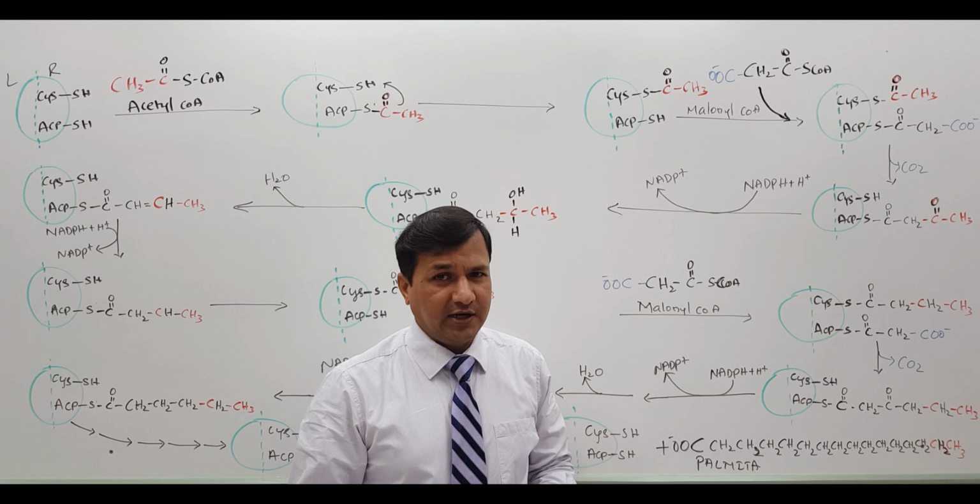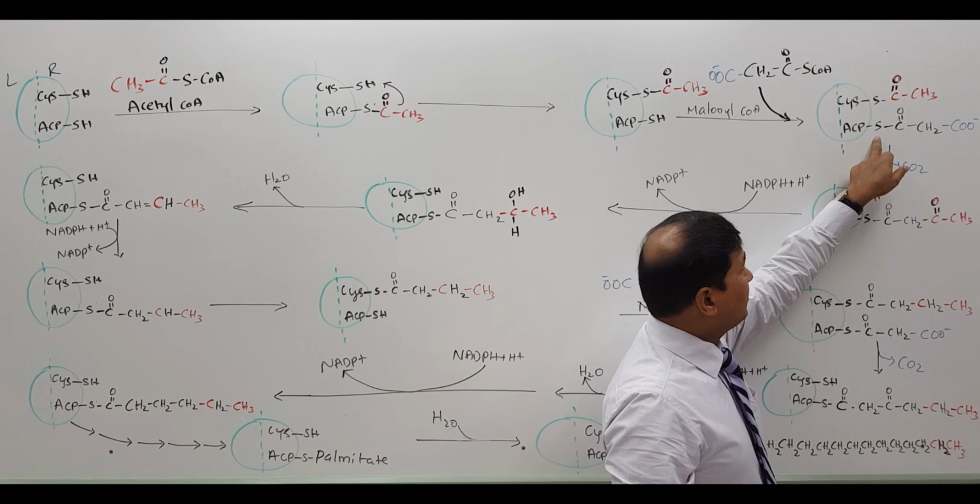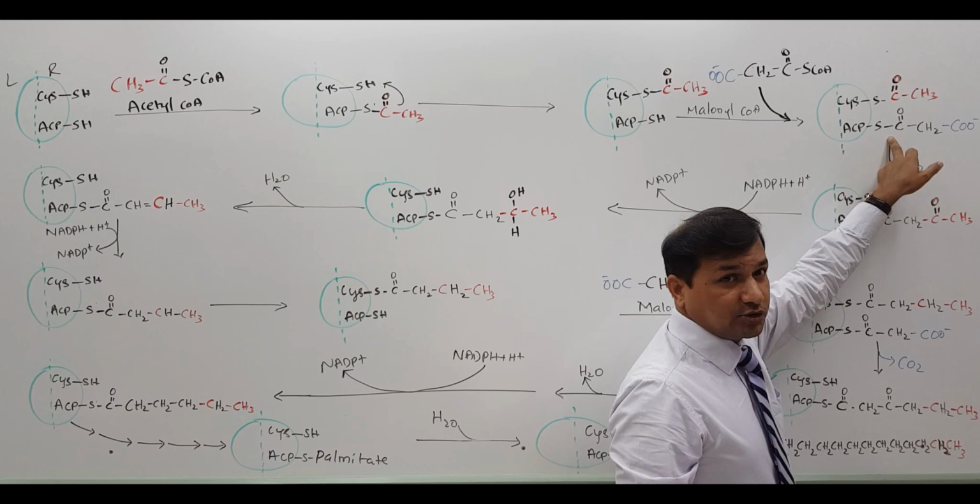So what will happen to this malonyl CoA? Malonyl CoA will go and bind to the ACP SH position here. The acyl carrier protein thiol group is going to receive that malonyl CoA. So CoA is going out, and three carbons are bound to the ACP position. Now we have these three carbons here coming from malonyl CoA.